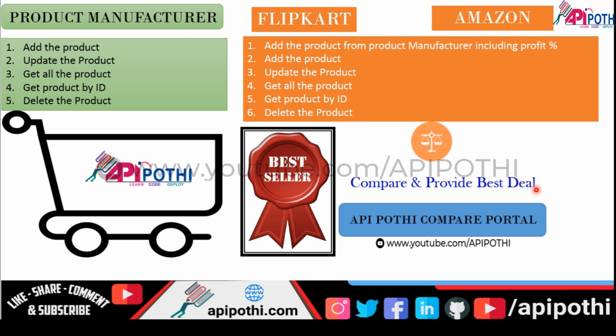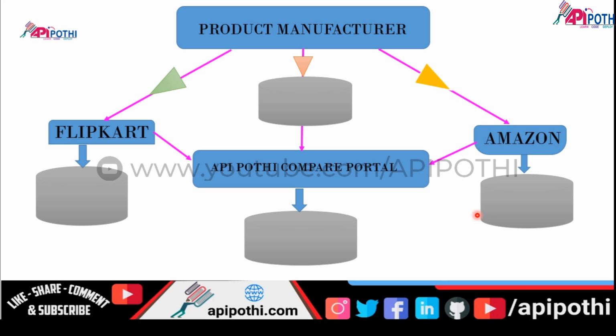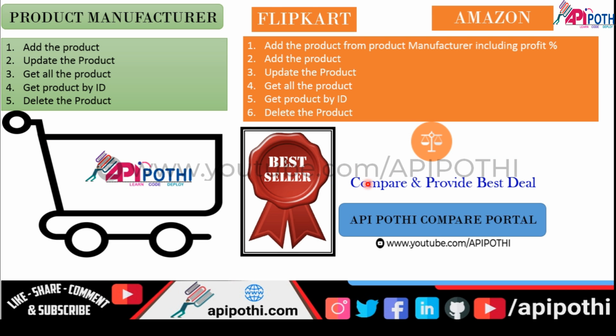Now API-KAFKA comes into the picture. Now the responsibility of the API-KAFKA portal is to provide the best deal to the customer. In order to calculate the best deal, it will get the product ID from the product manufacturer, and with the same ID it will get the price from Flipkart, get the price from Amazon, and compare both the prices, and whichever one is cheaper, the compare portal will suggest to the buyer, okay, this is the best deal for you.